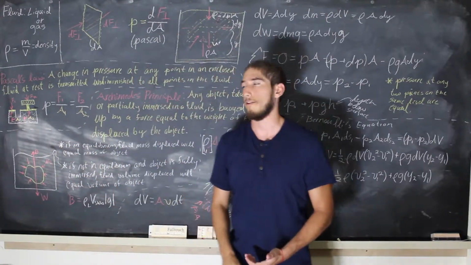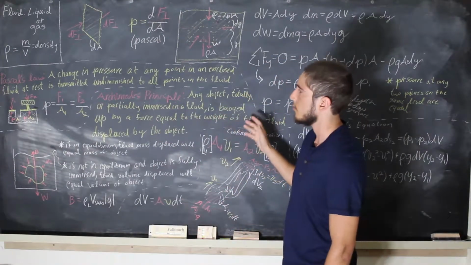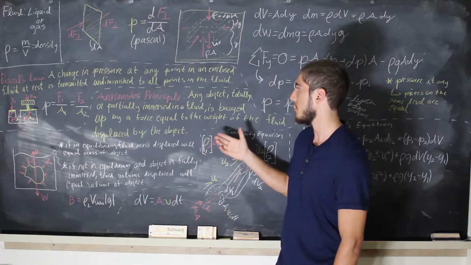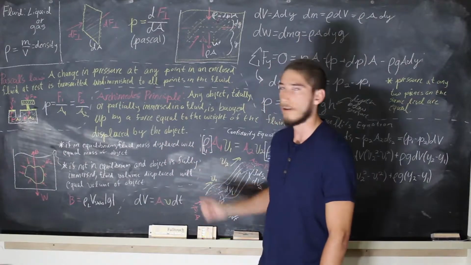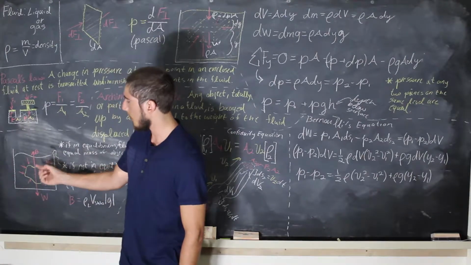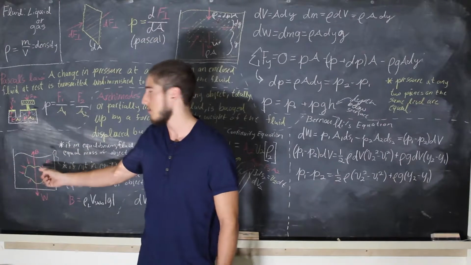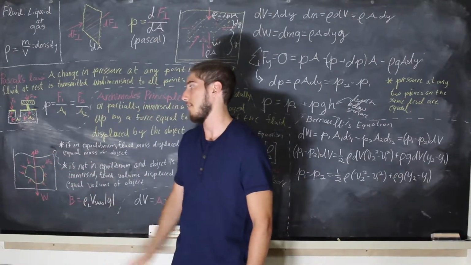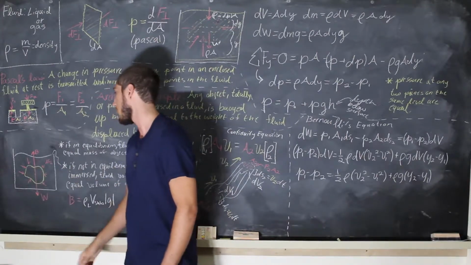Moving right along to buoyancy, we have Archimedes' principle, and it states, any object totally or partially immersed in a fluid is buoyed up by a force equal to the weight of the fluid displaced by the object. For example, if we have an object within a fluid, the buoyancy force is going to be equal to the volume that the object displaces times the density of the fluid times gravity, and is going to be opposite to the weight vector of the object itself.